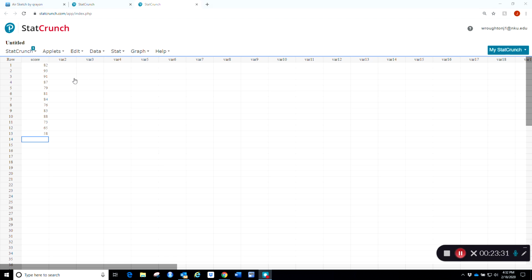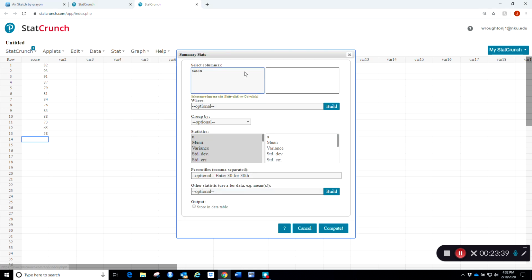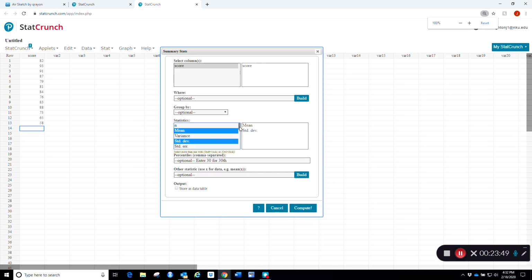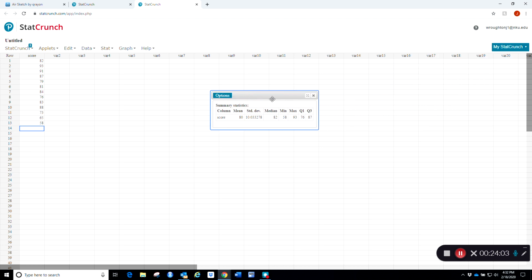Now first, to verify the numerical summary that we did, I'm going to go to Stat, Summary Stats, by columns, click the score that I want, and here I'm just going to click the different things I actually want. So I'm going to get my mean, my standard deviation, the median, the min, the max, our Q1 and Q3, since those were the numbers that we calculated. So now I can confirm that I got the same things when I did this by hand.